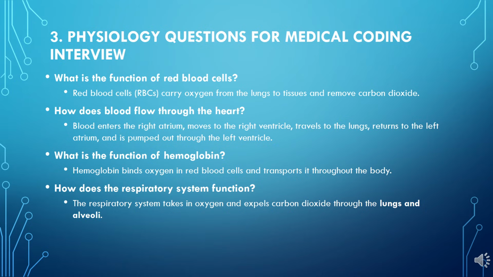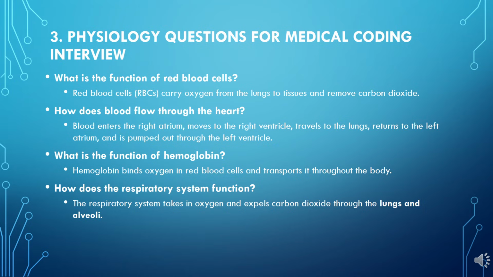3. Physiology questions for medical coding interview. What is the function of red blood cells? Red blood cells, RBCs, carry oxygen from the lungs to tissues and remove carbon dioxide. How does blood flow through the heart? Blood enters the right atrium, moves to the right ventricle, travels to the lungs, returns to the left atrium, and is pumped out through the left ventricle.